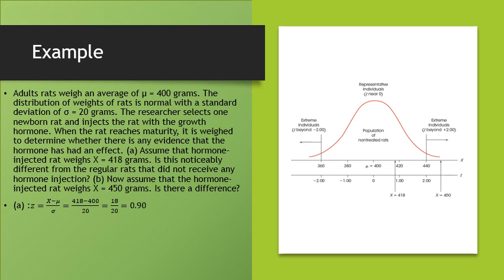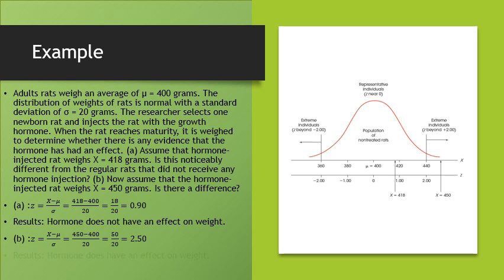So let's look at what happens when we calculate a Z-score. If we look at the Z-score for part A, we plug in the numbers, we get 0.90. That confirms our suspicions. Our Z-score is right there in between the -2 and +2 standard deviations or Z-scores. So the result is that the hormone does not have an effect on weight. Now let's look at part B, calculate a Z-score here, and we get 2.5. Definitely beyond the Z-score of 2.0 in those what we call rejection regions in those tails there. And we say the hormone does have an effect on weight.